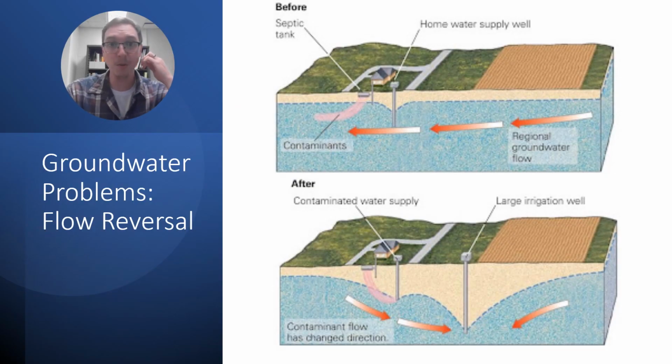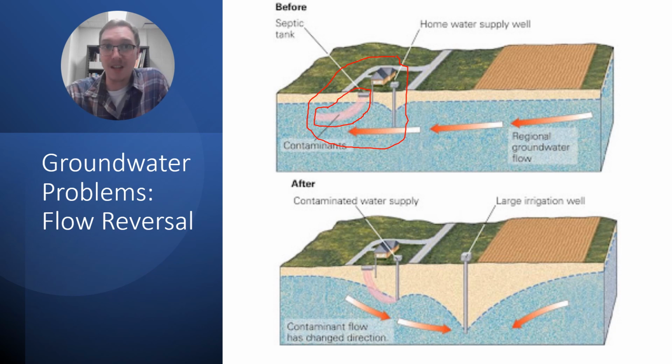Flow reversal is another big problem. So regional groundwater has a typical flow. As we said, it follows elevational differences, so it flows from high to low elevation, like we see here. Now, let's say we have a small well in this house right here. And let's unfortunately say that that well is leaking contaminants. This is a septic tank, so it's leaking poo and other waste materials.